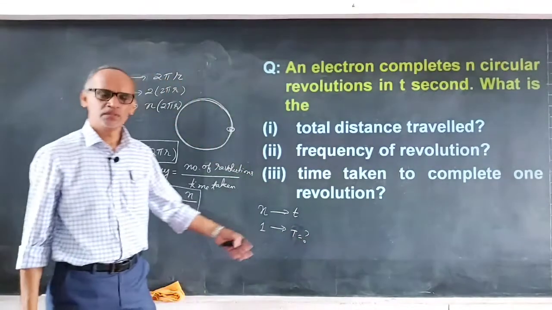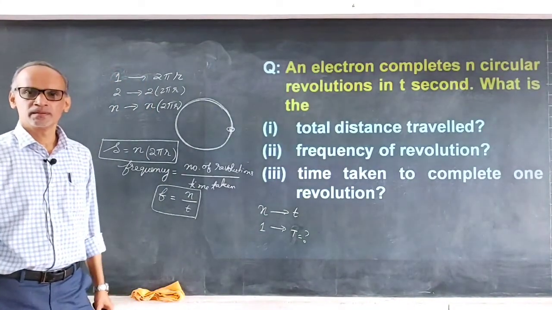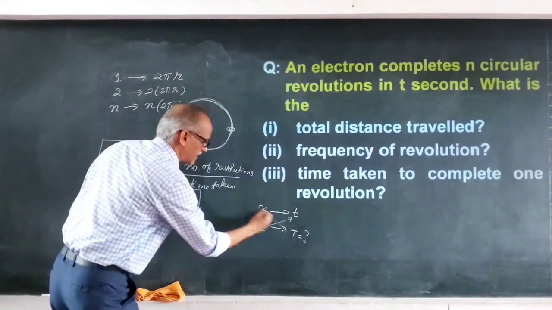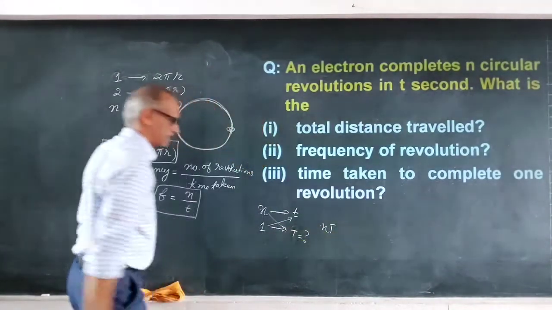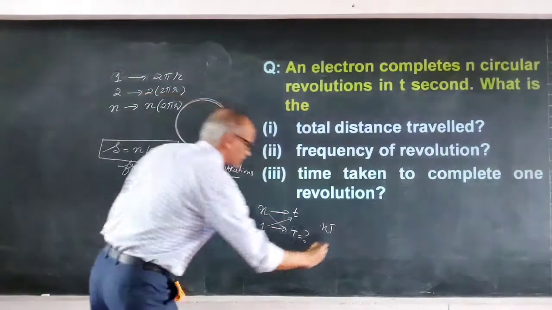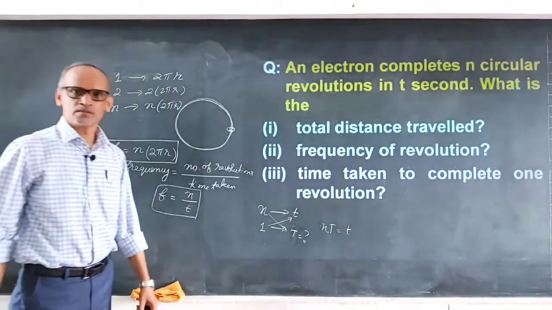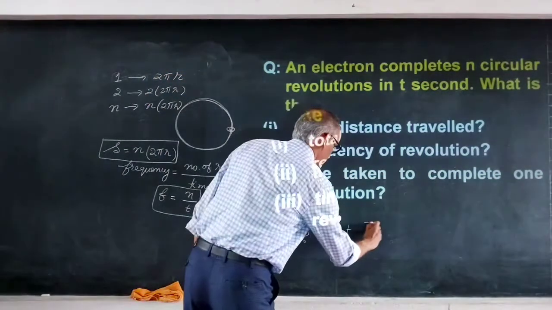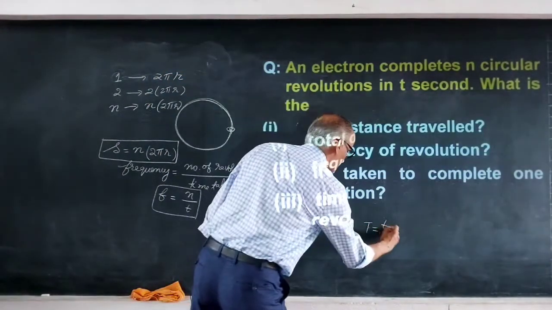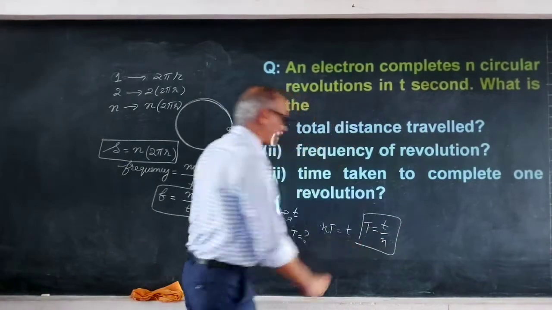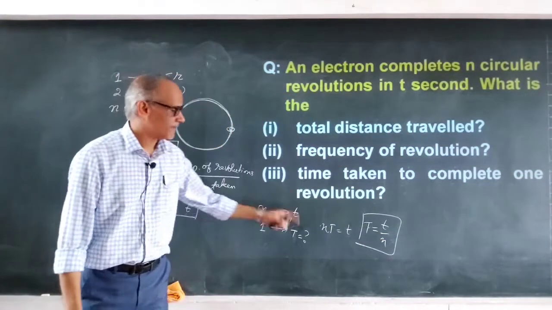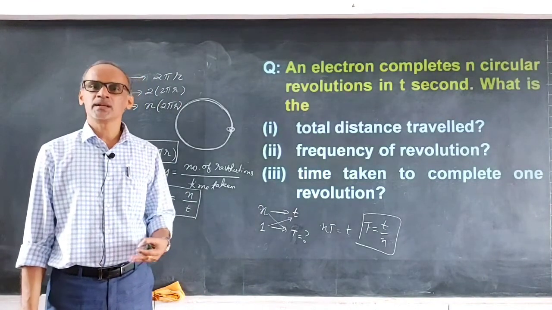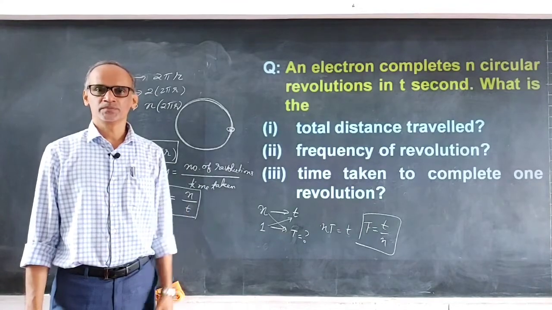How do you simplify this kind of mathematics? Cross multiply, correct? n into T is equal to small t, correct? So what is the capital T? So capital T is equal to, let me write here, capital T is equal to t by n. So that is the time taken to complete one revolution. And you know what? Time taken to complete one revolution is called the time period of revolution.